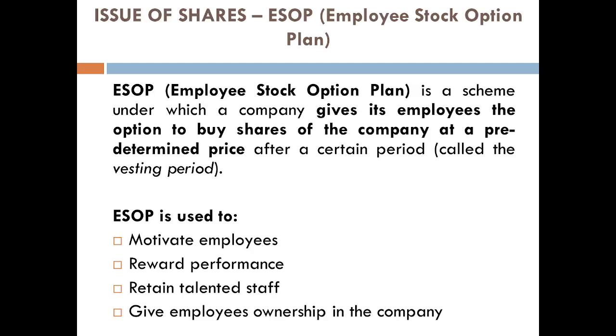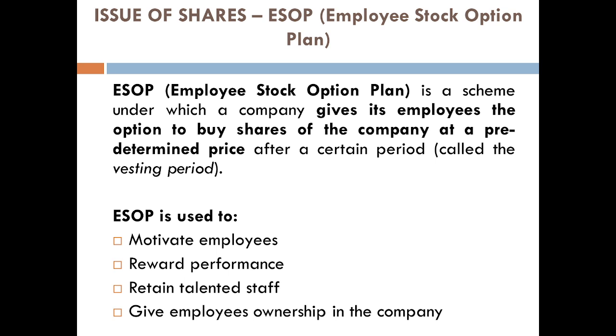So first is employee stock option plan. Employee stock option plan is a scheme under which a company gives its employee the option to buy shares of the company at a price determined after a certain period of time, which is called as vesting period. Employee stock option plan is used to motivate the employees, reward their performance, retain the employees, and give the employees an option to become the owner of the company.